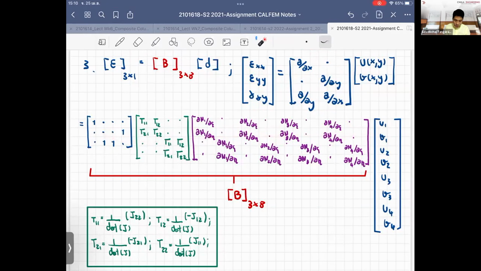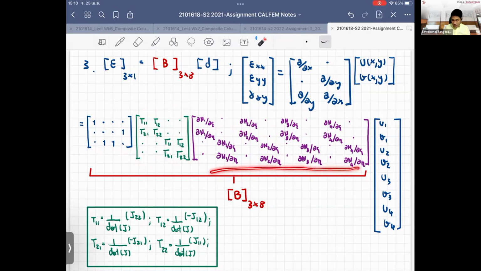When we expand the forms here, this one is just about how you can match them to the derivative of x and y and so on. This is in terms of the strain in x, strain in y, and the shear strain. The green matrix, this one is the inverse of the Jacobian matrix. So that's why we take it as tau, which is the Greek symbol.